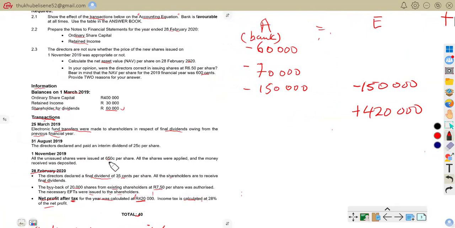So here we are on the 31st August 2019. It says directors declared and paid an interim dividend of 25 cents per share. So here we are talking about the interim dividend.